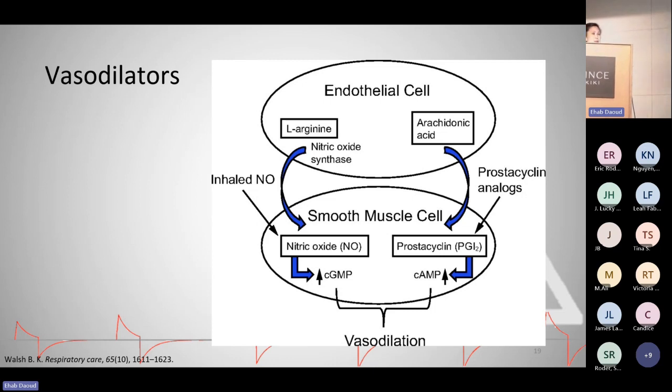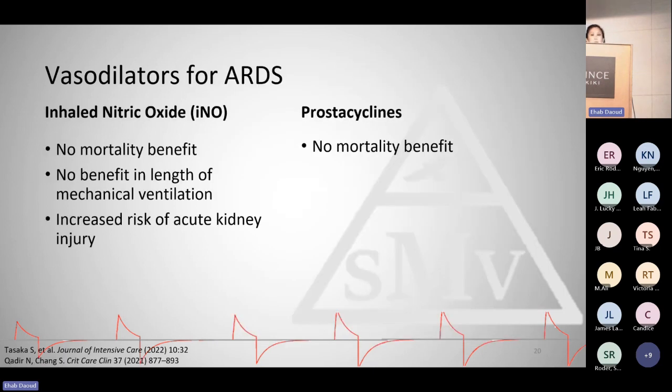Based on all the studies, I'm not going to put up all the studies, you can read some of the review stuff I had there. They all say there's no mortality benefit. They make us feel better for a little while, but there's no mortality benefit. Nitrous oxide has no benefit to length of mechanical ventilation. You can't get off of the vent. It can also cause a risk of increased kidney injury and issues with methemoglobinemia.